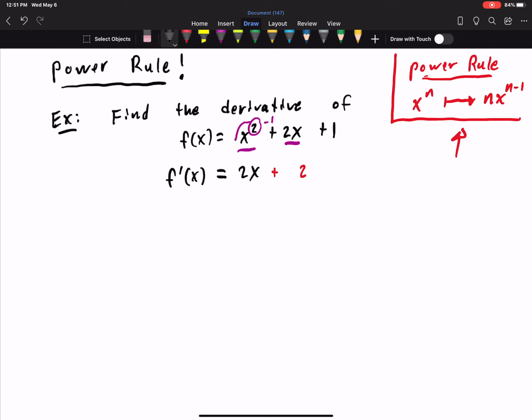Now let's take a look at this last term. When you derive a constant, remember, constant functions are flat, and a derivative is a formula for slope. A function that is constantly 1 is a line that is flat at height 1. The slope of that is 0. So the derivative of any constant is always 0. Adding 0 doesn't add anything to our function, and so that's what we end up with: 2x plus 2.